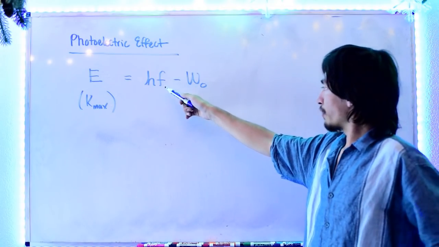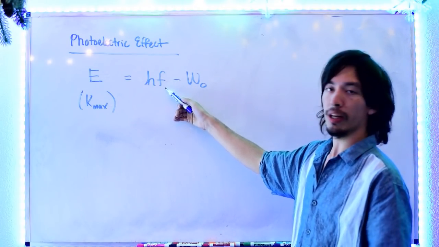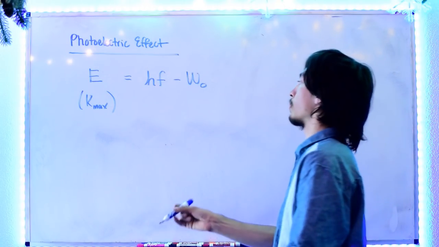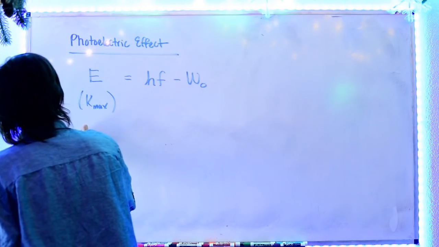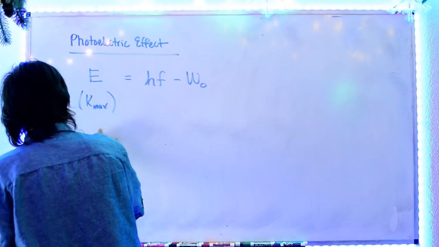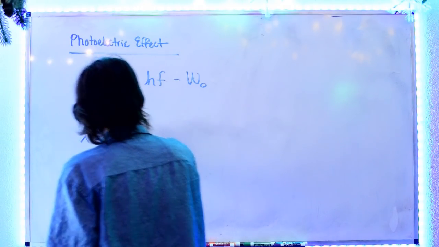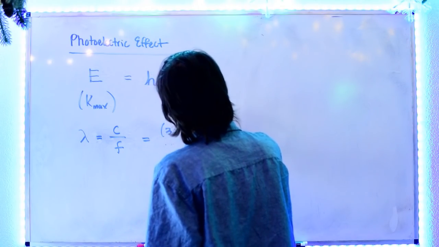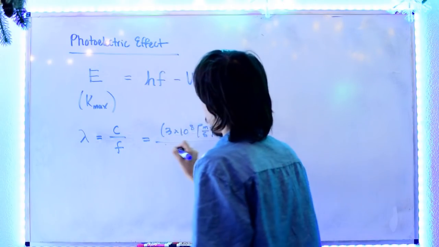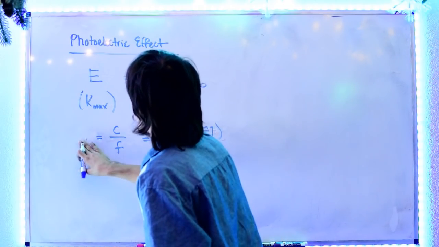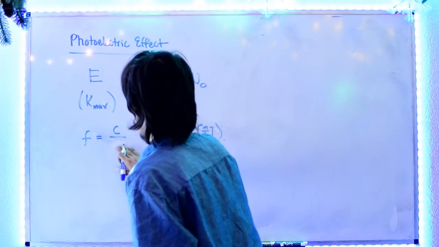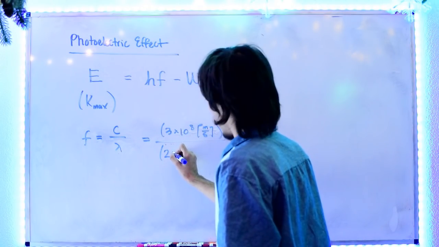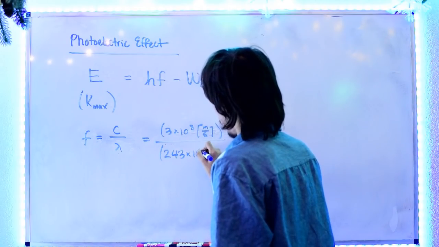So f is the frequency of the light that you're shining, but I give you the wavelength. In other words, you need to convert the wavelength to a frequency first. So you need to say the wavelength equals c divided by f. You can make that calculation real quick. Speed of light divided by, solve for the frequency, not the wavelength. So divide by the wavelength, which is 243 nanometers.